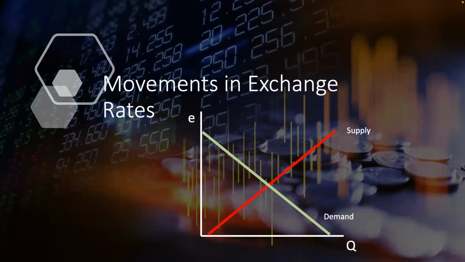Now, let's instead look at a few examples using demand and supply models to show movements in the exchange rate, keeping in mind that the exchange rate is on the y-axis and the quantity of money demanded will be on the x-axis.